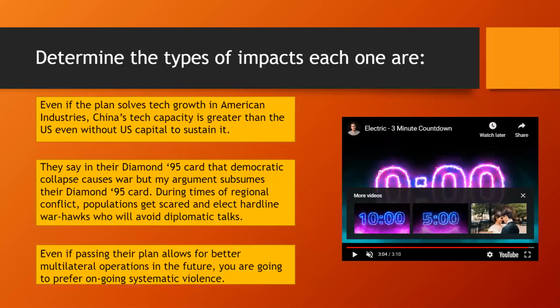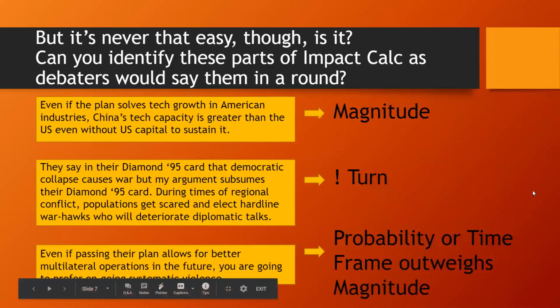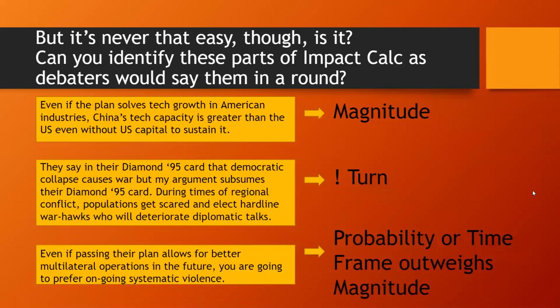In the future, yeah, that's actually correct. Time frame is correct for this one, because they're trying to outweigh, saying time frame is better, it outweighs magnitude. They're saying even if this plan does pass, it's less likely to happen because systematic violence is going to continue happening. So really looking at how systematic violence is happening right now. So that's why these are the three.